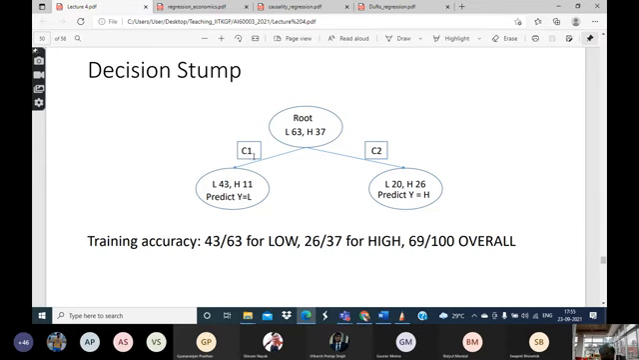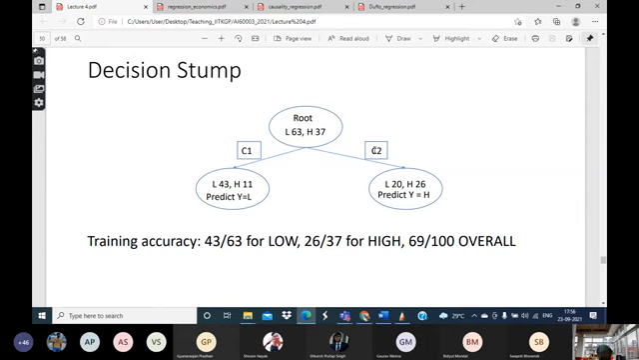if the company of a particular camera is C1, we are more or less confident that it will get a low rating. How confident? 43 by 54. There are 54 cameras which had the company C1. Out of those 54, 43 got low ratings. So I am confident with a confidence of 43 by 54, which is like 80%, that this is indeed going to get low ratings.